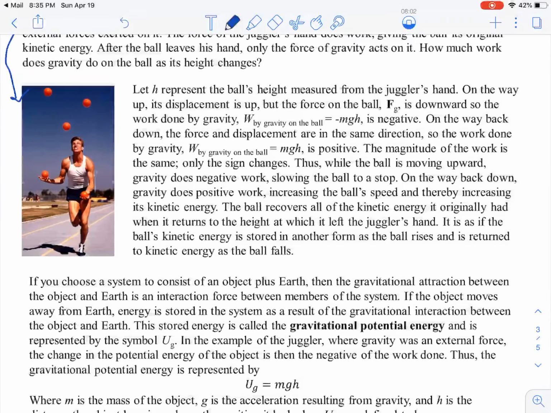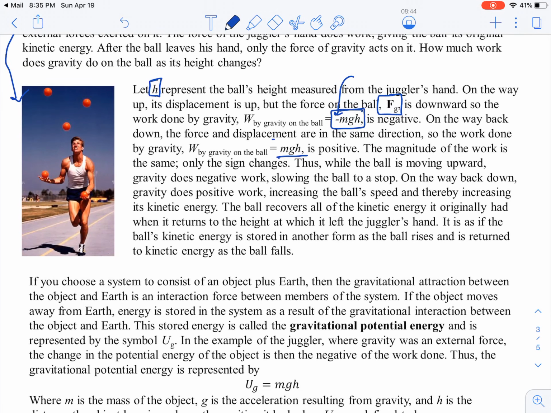To figure that out, we will use h for the ball's height. We will use Fg, which is the downward force of gravity, and therefore, because it's downward, we have the negative symbol there, which means the work is negative. On the way back down, the force and displacement are in the same direction, so the work done by gravity is positive. mgh here is positive. The magnitude of the work is the same, only the sign changes.